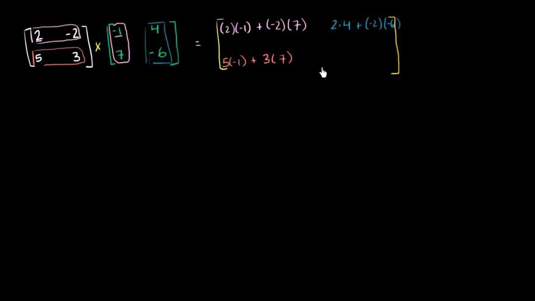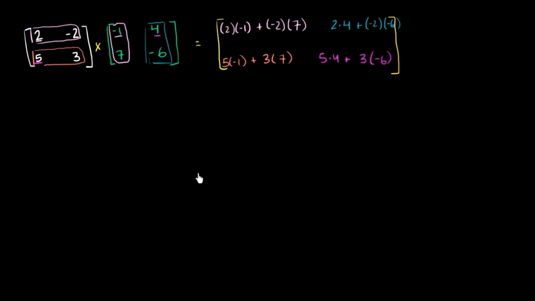And then finally, we're in the home stretch now. To get this bottom row, second column, or second row, second column, we multiply this row essentially by this column right over here. So it is going to be 5 times 4, plus 3 times negative 6.